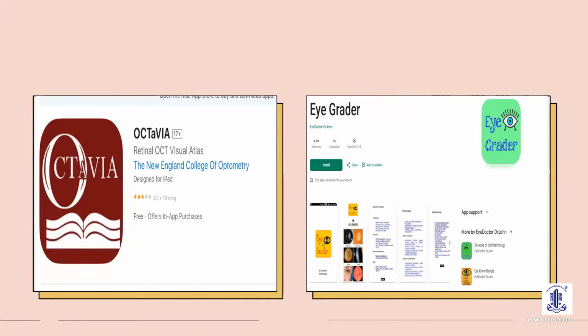Octavia is another retinal visual atlas application which provides information about some of the common retinal pathologies. Eye Grader is an application designed by Dr. John Davis, and it has all the eye gradings and classifications. Right now, this app is available on Android only.